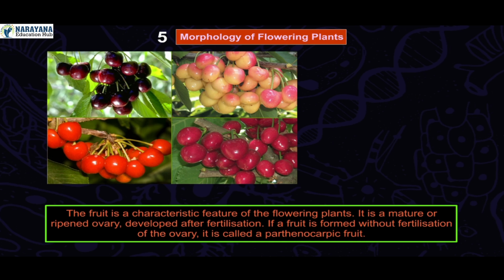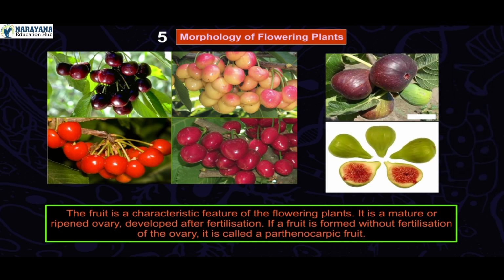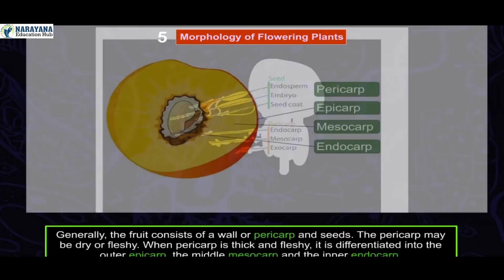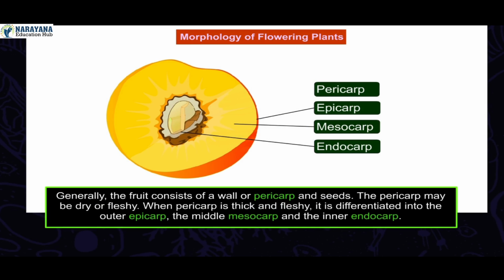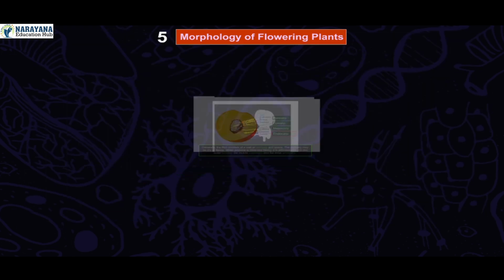It is a mature or ripened ovary developed after fertilization. If a fruit is formed without fertilization of the ovary, it is called a parthenocarpic fruit. Generally, the fruit consists of a wall or pericarp and seeds. The pericarp may be dry or fleshy. When pericarp is thick and fleshy, it is differentiated into the outer epicarp, the middle mesocarp, and the inner endocarp.